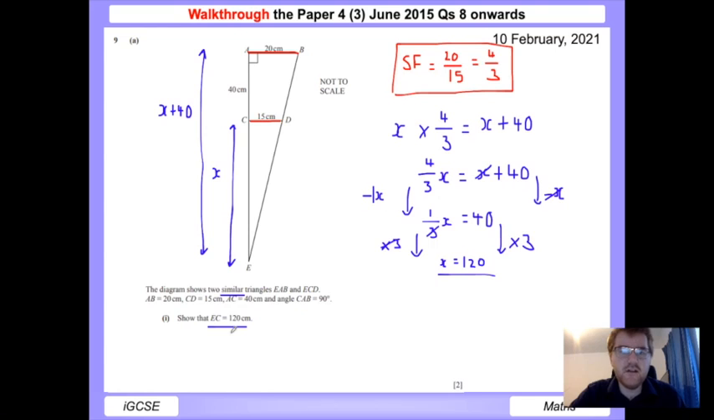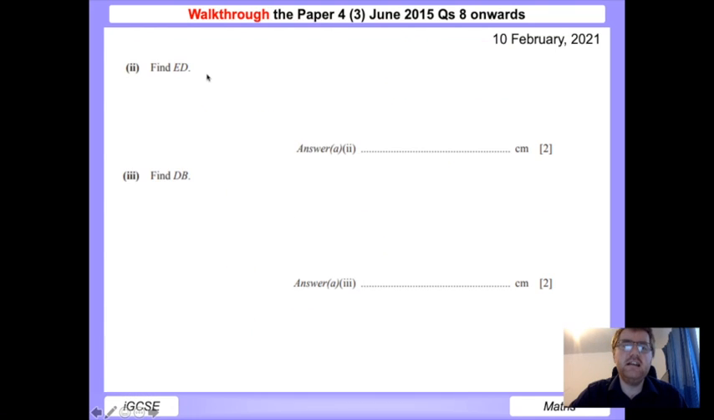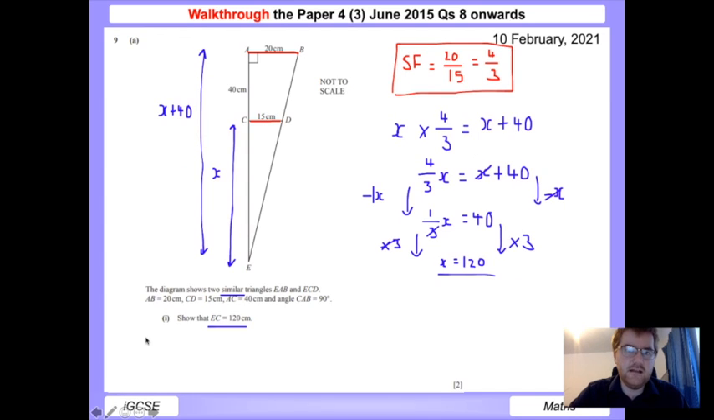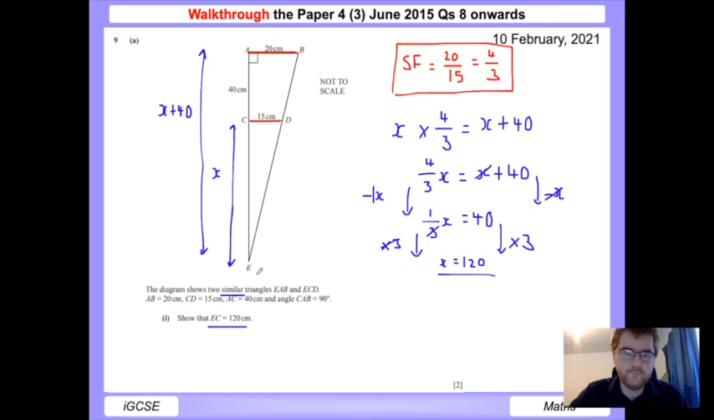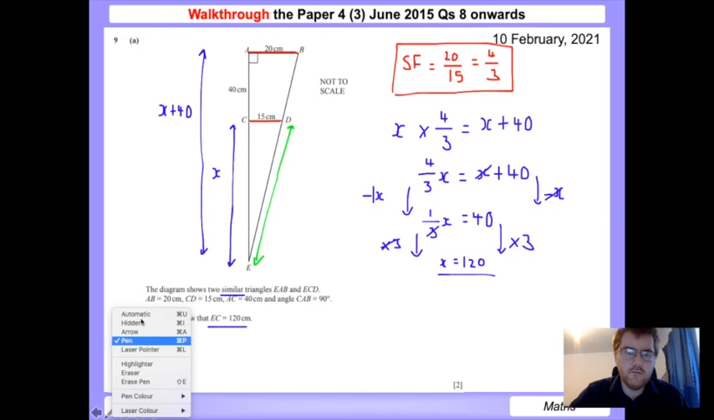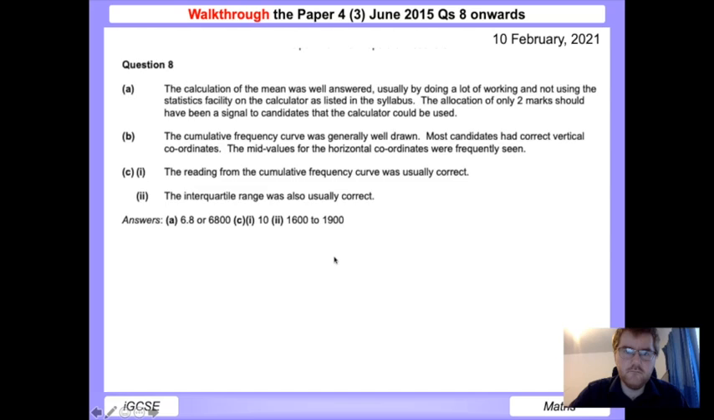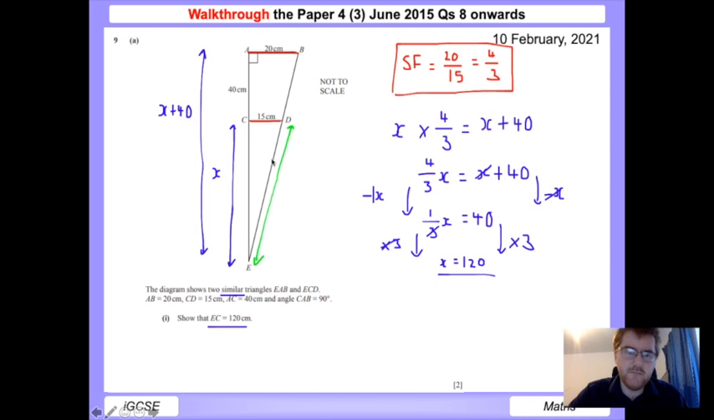Now, once we know that's 120, we need to work out the following things. So we need to work out ED and DB. So let's highlight what ED looks like. It's this length here. This one. And if we think about it, we've actually got a right-angled triangle. So we are looking for ED, aren't we? Checking. Yeah, ED. Okay. So let's just take that triangle.